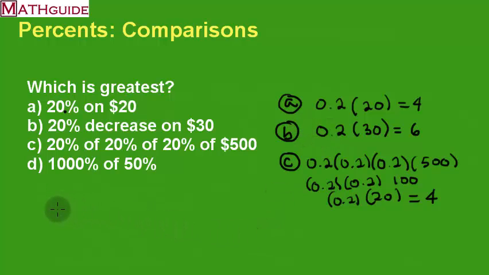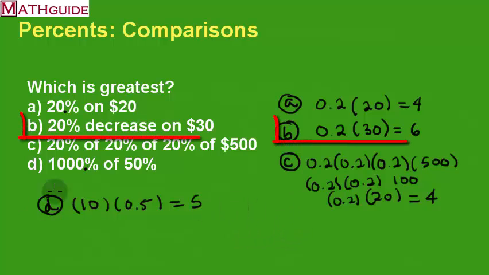Alright, let's look at D, and let's see what that's all about. Well, D is 1,000%. Again, here's the decimal. It gets a little weird when you're dealing with large percents, but you move it over 2 places. That's 10. You're multiplying 10 times 50%. We all know that's a half, or 0.5. So if you multiply 10 times 0.5, you get 5. Alright, so it looks like our clear winner is B.